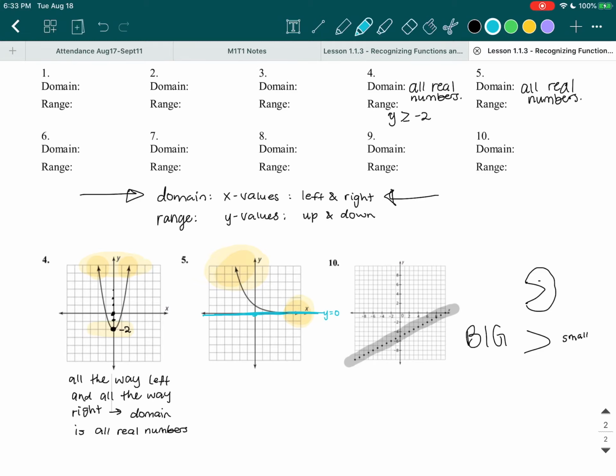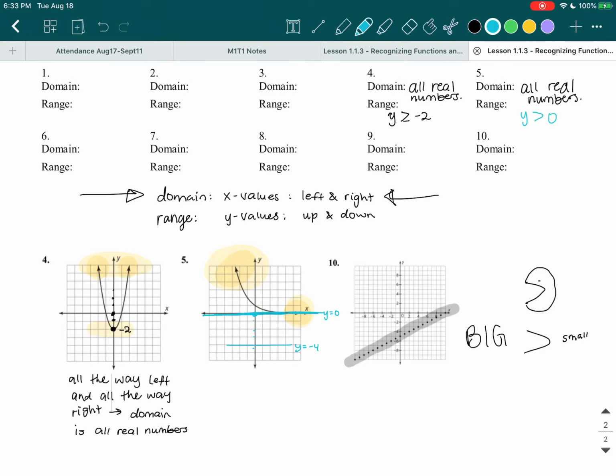Why is it at 0? Because it is at the height of 0. Like if I drew it here, this would be at the height of 1, 2, 3, 4. This would be y is equal to -4. But our graph, number 5, flattens out at y is equal to 0. And so for the range, what I want you to write is y is greater than 0.